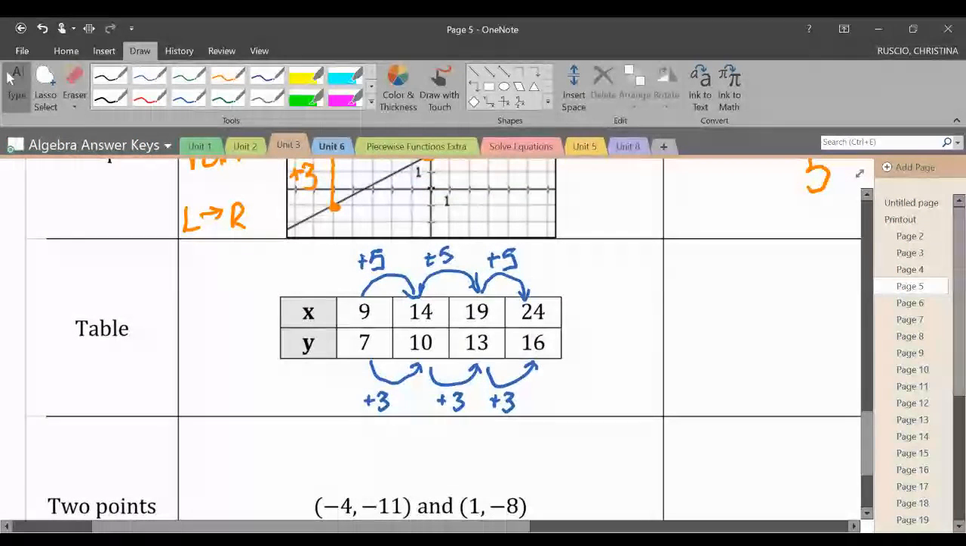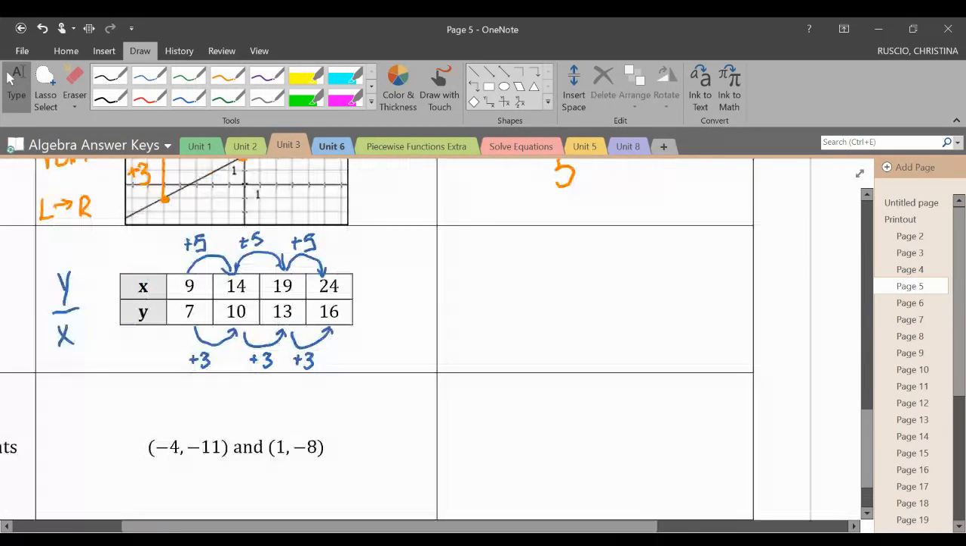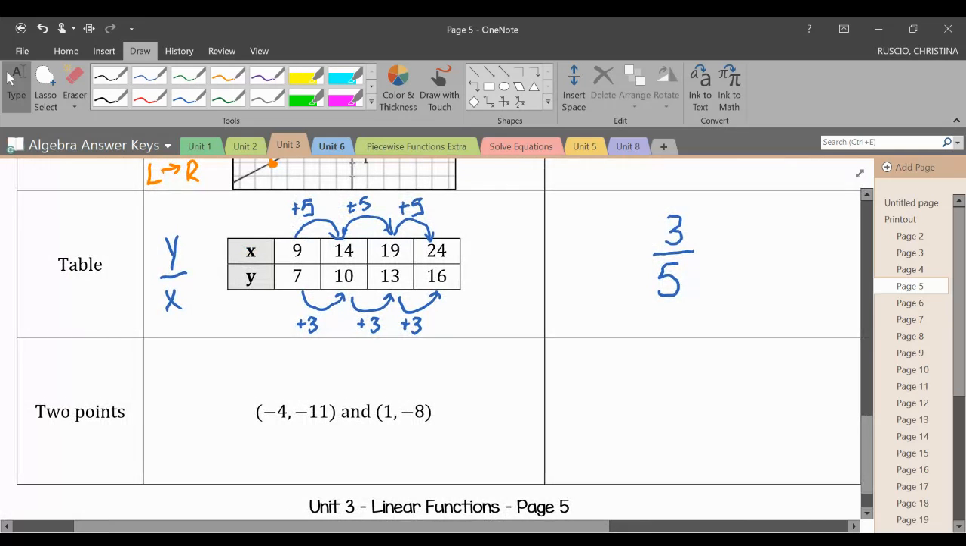So if we look at this table, we're noticing that our change in y, so we're going to do y divided by x, so 3 divided by 5. Change in y over change in x.